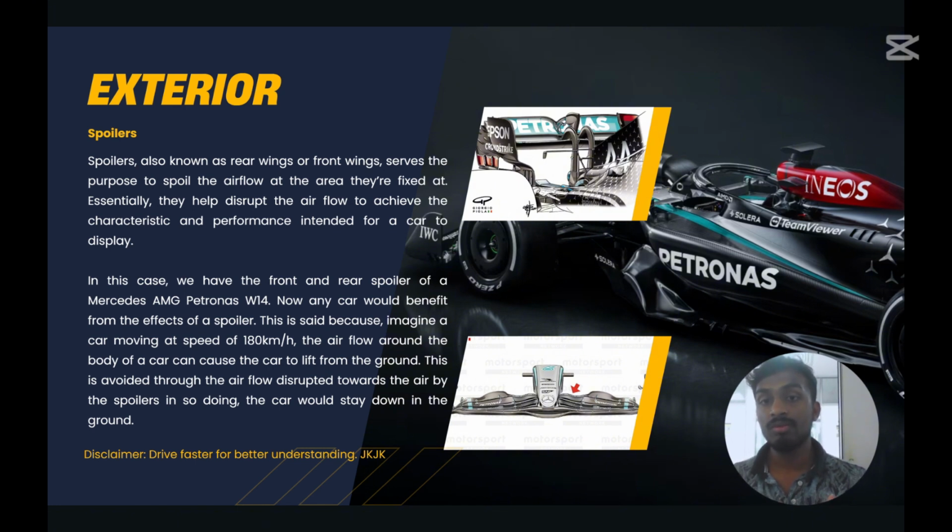So now we have the front and rear spoiler of a Mercedes-Benz AMG Petronas. That's what you're looking at right now. Now, any car would benefit from the effect of a spoiler. Imagine a car moving at a speed of 180 km per hour, and the airflow around the body of the car can cause the car to lift from the ground, because this speed is good enough to actually lift the car if there are not sufficient spoilers that plant the car downwards. This is avoided through the airflow being disrupted by the spoilers. In so doing, the car would stay down on the ground.